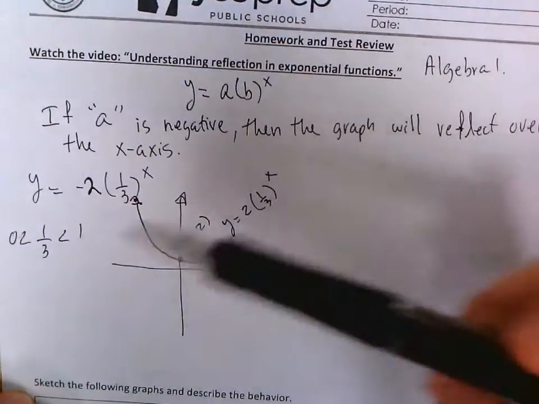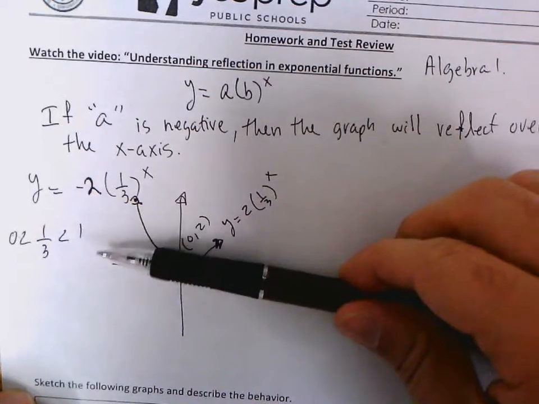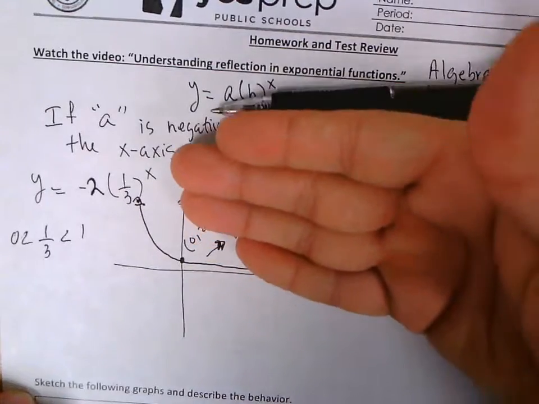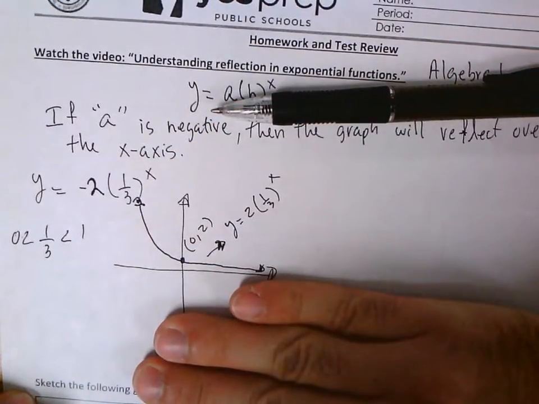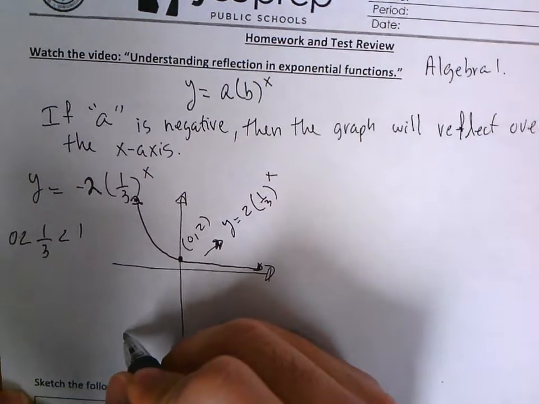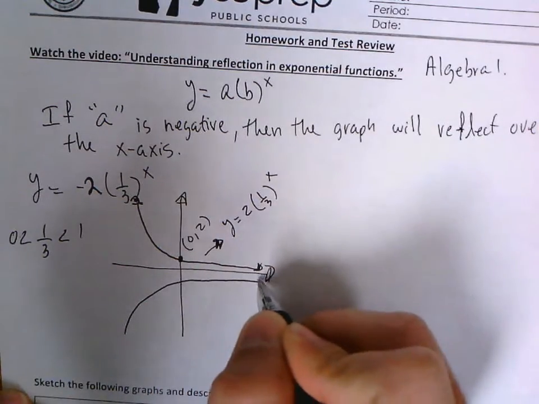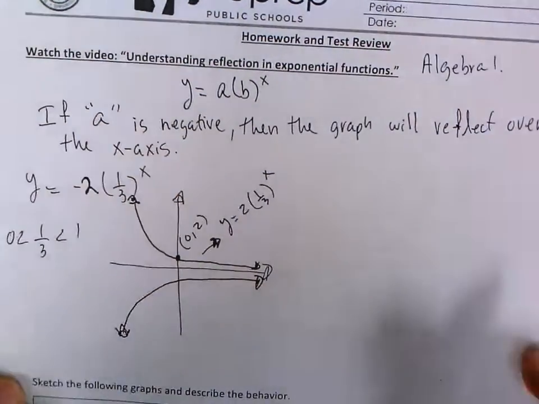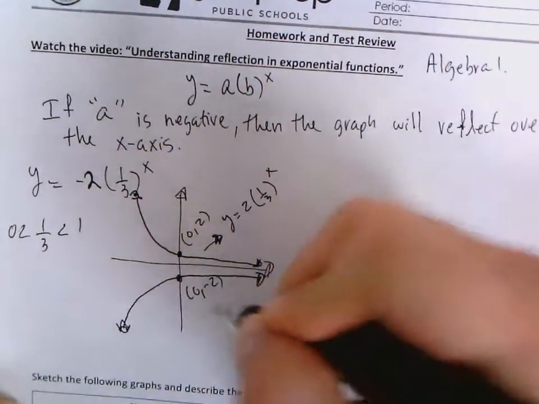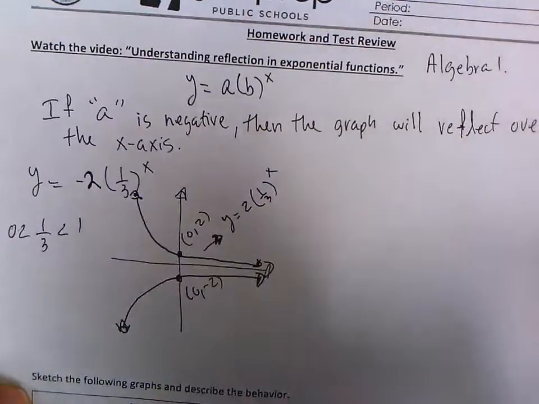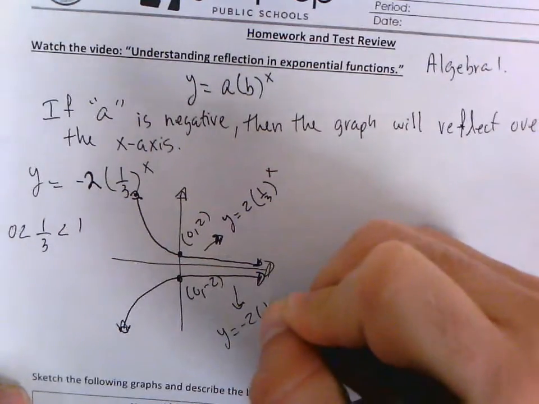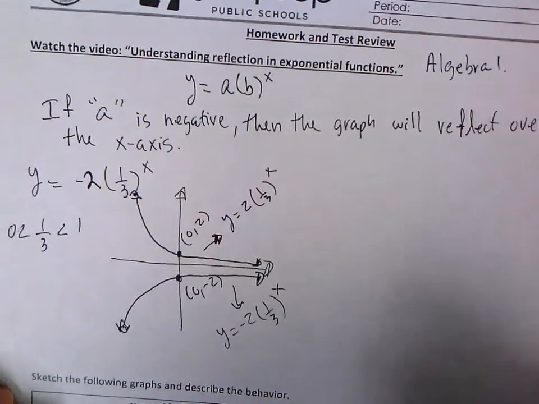Now, if I was to graph the negative one, all I have to do is mirror this graph over the x-axis. Everything in this graph is going to flip over the x-axis. So if I flip this over the x-axis, it will look something like this. So that is a reflection. This is (0, -2). And remember, this is for the graph y equals negative 2 times 1 over 3 to the power of x. That's pretty much it.